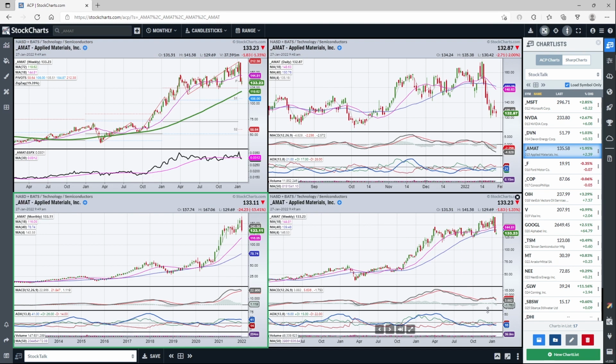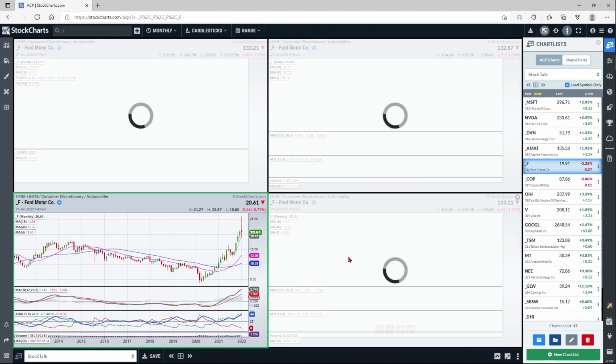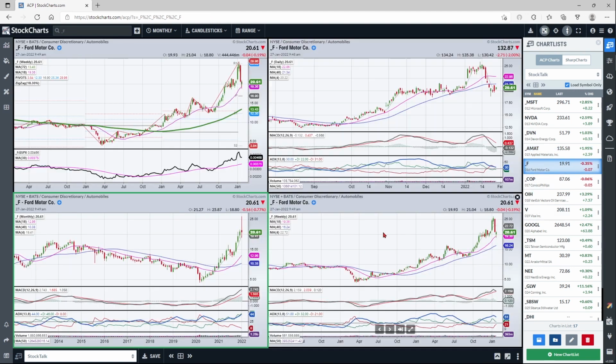Just based on the recent action and the fact that the ADX didn't confirm the last new peak, I would tell you that we could be in for a longer correction phase, and maybe even this wants to work its way back and meet up with the 18-month before it's ready to do anything again.